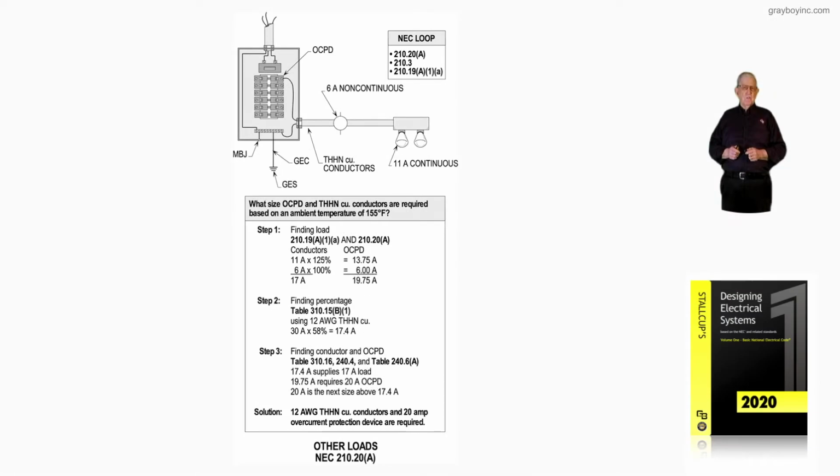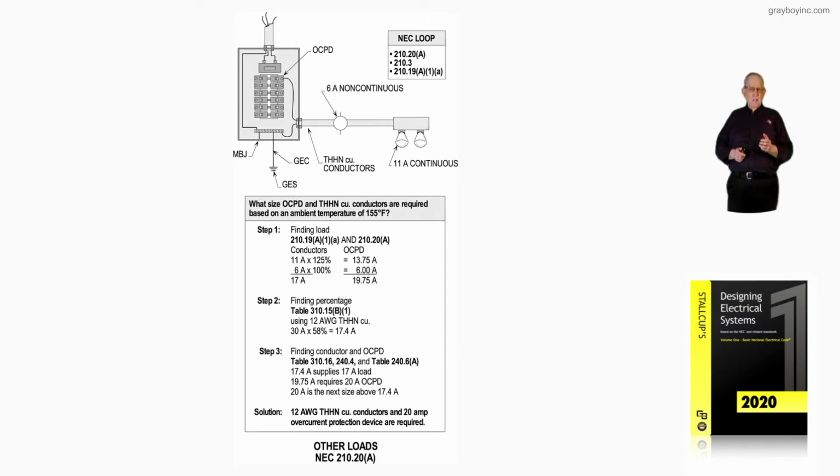Now, this illustration deals with other loads. Now, when we talk about other loads in this illustration in accordance with 210.20(A), we're speaking about the overcurrent device ahead of the conductors and the equipment that the conductors supply. Notice in the illustration we have a 6 amp non-continuous load and an 11 amp continuous load. And 210.20(A) deals with the overcurrent device in the panelboard.